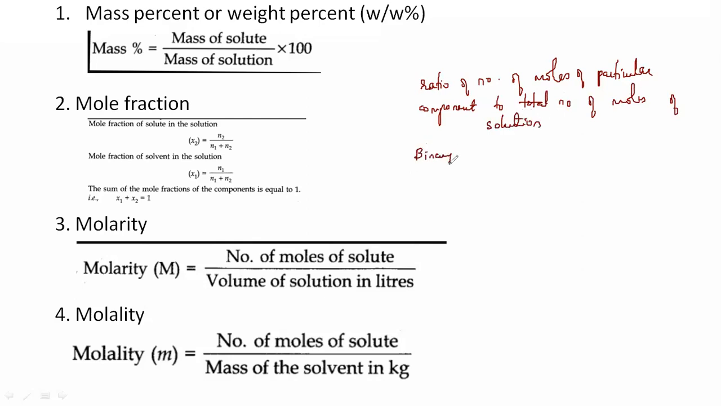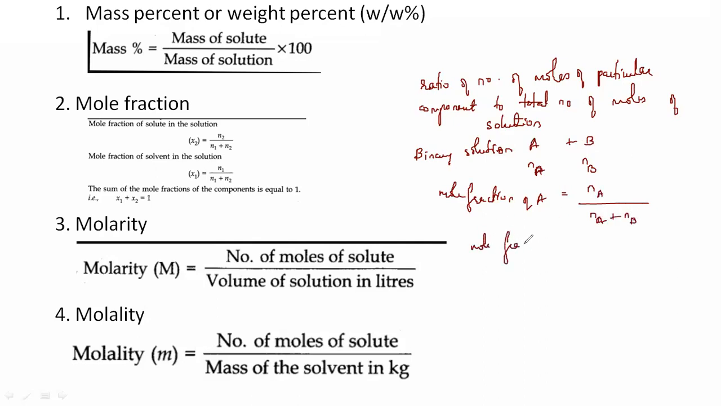Let me say I have a binary solution. A binary solution contains two components only. Let me say I have two components A and B. There are nA molecules of A and nB molecules of B. So what is the mole fraction of A? It is nA, the number of moles of that component, divided by nA plus nB, the total number. So what is the mole fraction of B? It is the number of moles of B divided by the total number of moles of the solution.